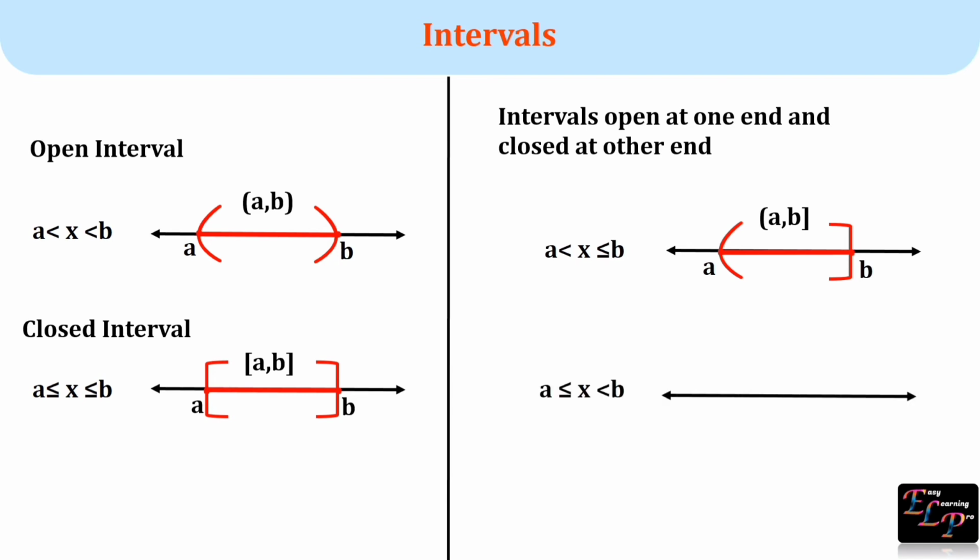Similarly, x greater than or equal to a and less than b. We have 2 points, a and b. X lies between a and b. Since x is greater than or equal to a, a must be included. Since x is less than b, b is not included. The interval is written as a comma b, a with square brace, b with curved brace.